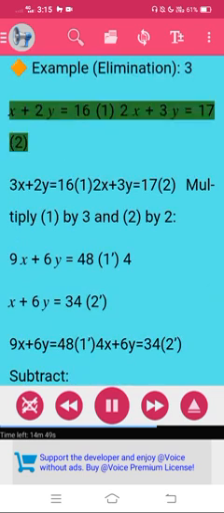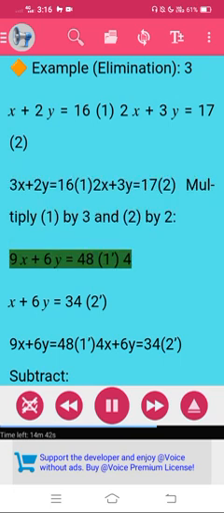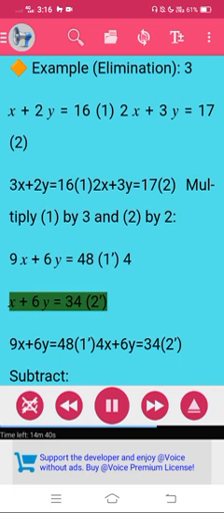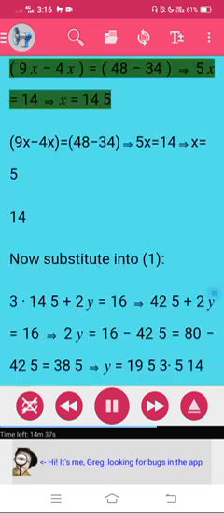Example, elimination. Solve 3x plus 2y equals 16, equation 1, and 2x plus 3y equals 17, equation 2. Multiply 1 by 3 and 2 by 2. We get 9x plus 6y equals 48, equation 3, and 4x plus 6y equals 34, equation 4. Subtract.